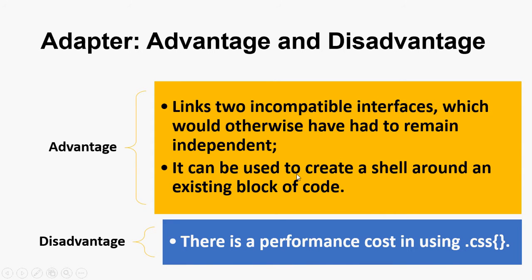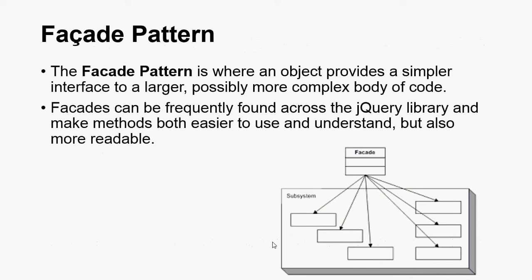And also, there are some disadvantages. For example, there is a performance cost in using CSS. We really need to think about whether we really need to do this. Do we really need to use the CSS function, or can we apply a style class and move the CSS styling to the style sheet instead? So it's really a trade-off.